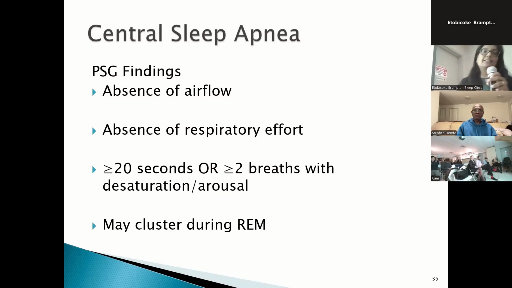The other one is central sleep apnea. So PSG finding can be absence of airflow, absence of respiratory effort, but it's a little different from adults. In children, greater than or equal to 20 seconds, or a breath pause with desaturation or arousal, we can consider that as central sleep apnea, may cluster during the REM sleep.